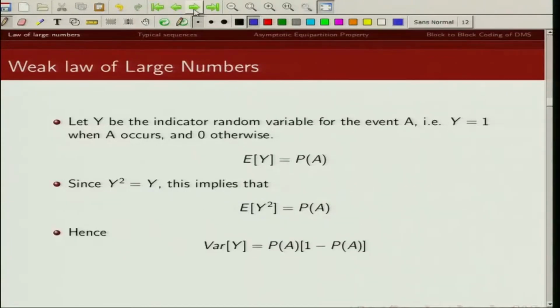Now, what is the variance of y? This can be written as the expected value of y square minus the expected value of y whole square. So that will be given by probability of A minus probability of A whole square. So that is nothing but probability of A times 1 minus probability of A, where A is that event that |x minus mu of x| is greater than or equal to epsilon.